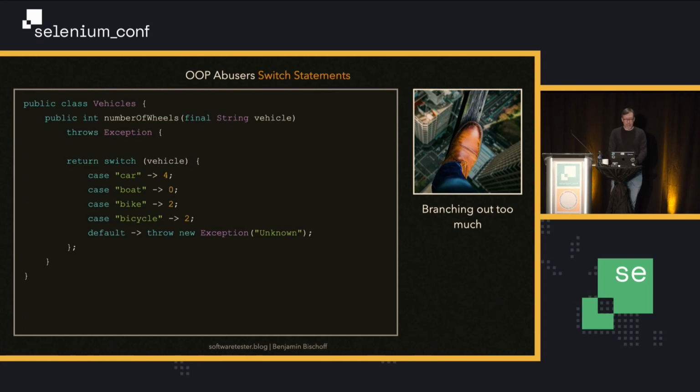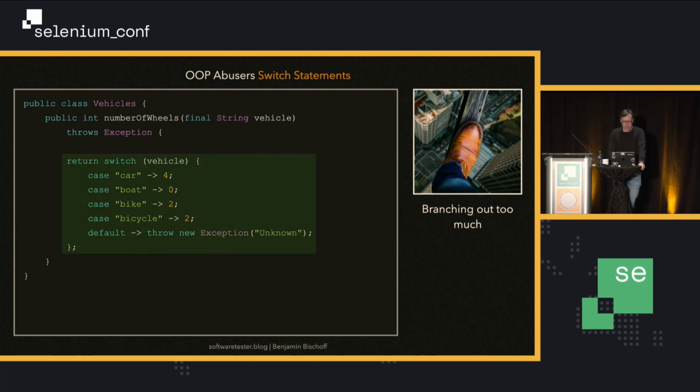Like here, switch statements. Branching out too much. This is a very, very stupid method. Yeah, I know, I wrote it myself. It gives you the number of wheels for a vehicle, and you pass this vehicle by string. That is, even by my standards, stupid. And the implementation is down here.